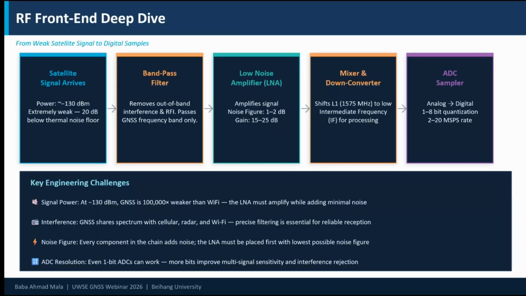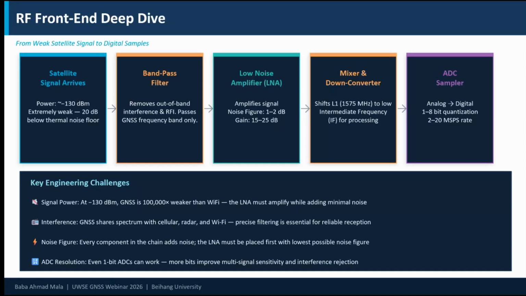So here is the RF front end. When you deep dive into the RF front end, it has the satellite signal, the band-pass filter, the low noise amplifier, a mixer, and an ADC sampler. The satellite signal arrives extremely weak, about 20 dB below thermal noise. The band-pass filter removes out-of-band interference and RFI, passing the GNSS frequency band only.